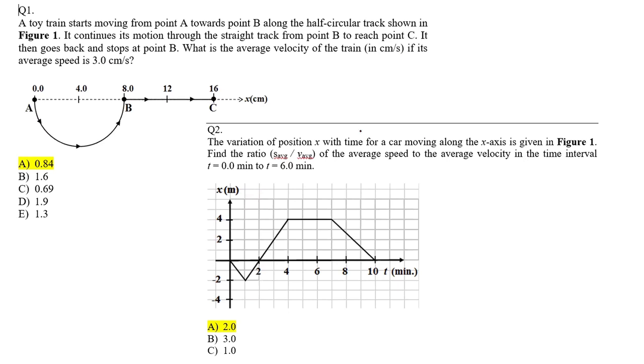Let's look at your question now. So what do we have here? It's the same type of question because I'm using S average, which is average speed, and average velocity. But now graphically. I give you here the variation of position as a function of time for a car moving along one x-axis, so one-dimensional motion. So what did I give you? I give you a position-time graph. The question is, find the ratio of average speed over average velocity for a time interval 0 minutes to 6 minutes. So 0 minutes is here, 6 minutes is somewhere here.